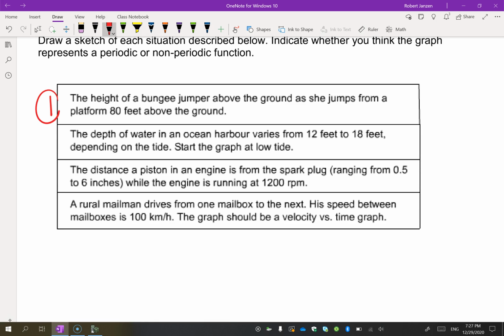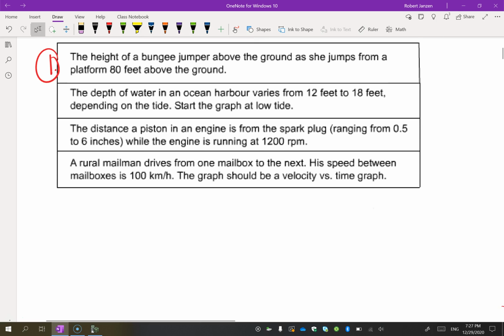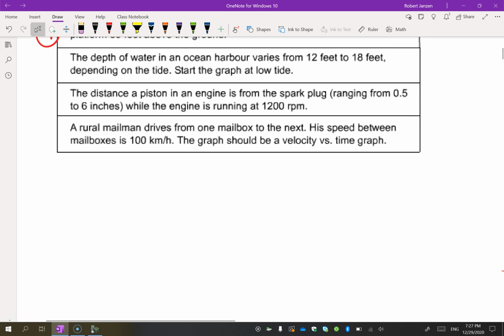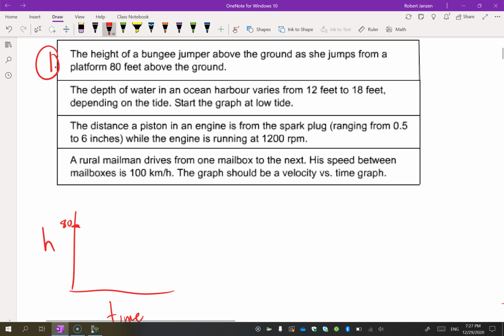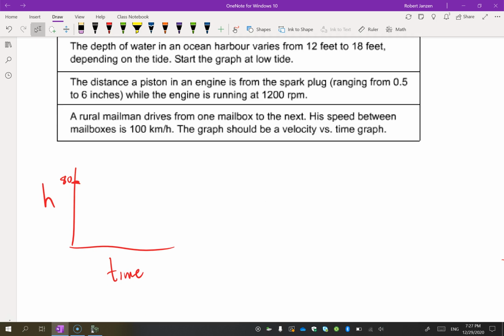So let's try number 1. It says the height of a bungee jumper above the ground as she jumps from a platform. So the graph will have height and time. And it says we start at 80 meters, or is it 80 feet? If you think about the bungee jumper, as time goes on, they're going to come down, almost hit the ground, and go back up. Now you're not going to go back up to the height that you jumped, but every one of these will be shorter. It would look something like that if you were on a bungee cord.